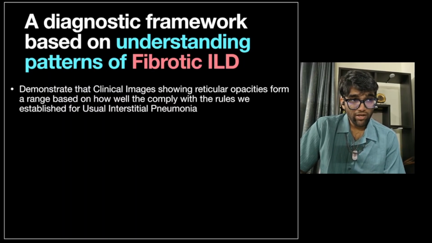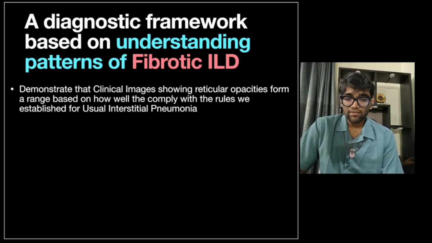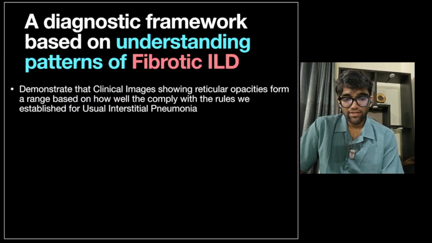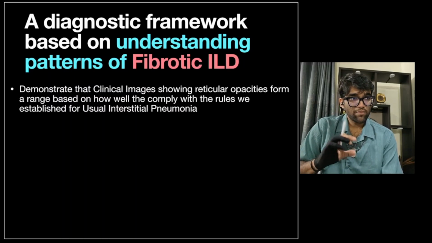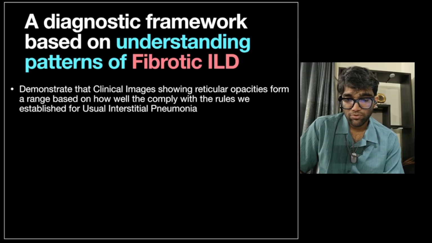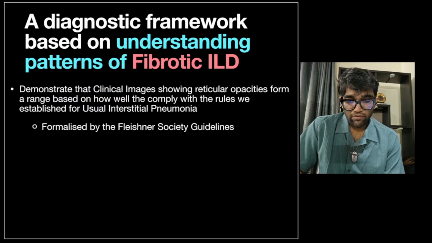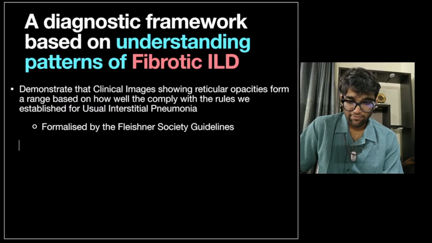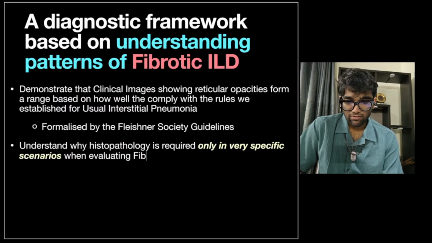Continuing from that, when you have a reticular opacity, in any clinical HRCT or even a chest X-ray, these images can then be subclassified into four, for want of a better word, buckets. Okay, that comply with the rules that we just established for usual interstitial pneumonia. So these have actually been formalized by the Fleischner Society guidelines, and we'll be getting into that just now.